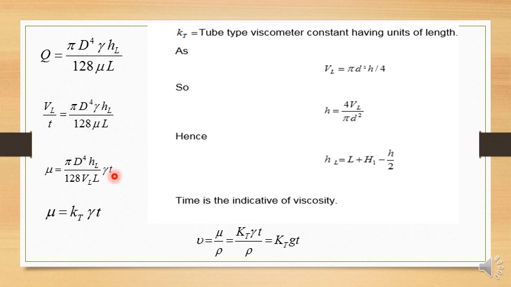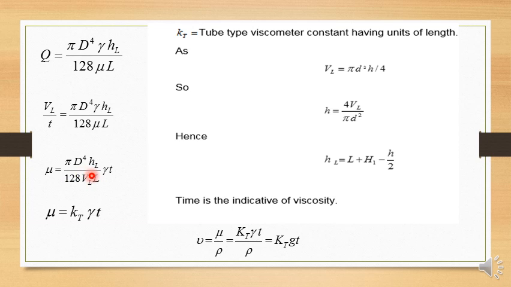Now mu is equal to kt gamma t. If you separate out gamma t from this equation, and keep only this constant parameter, that will be equal to kt. Now what is kt? This whole term. This kt is the tube type viscometer constant having units of length, as VL is equal to pi d square h over 4. In this, pi is constant, dia of the container is constant, height or mean average head HL is constant, 128 is constant, L is constant.